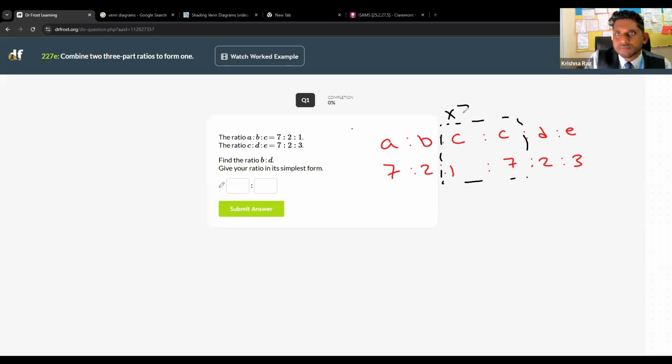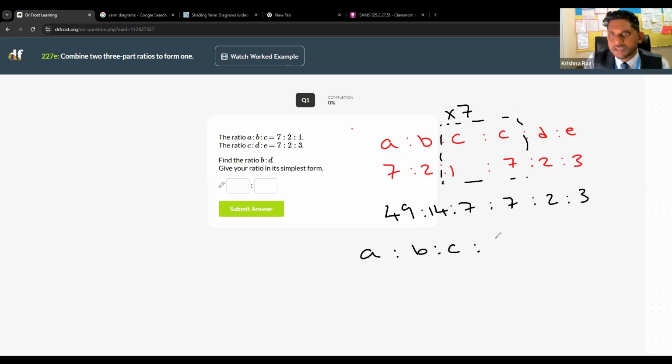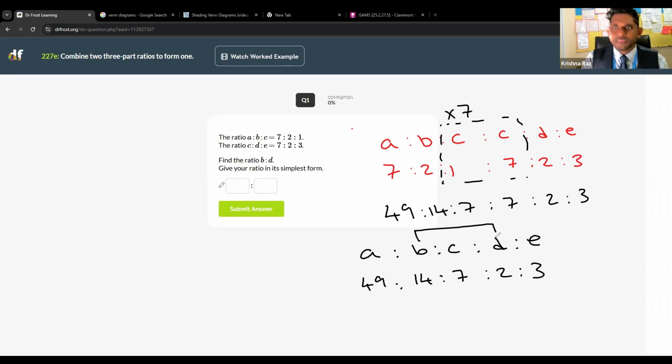So we've got to times this side by 7. So we've got 49 to 14 to 7, and 7 to 2 to 3. So A to B to C to D to E is 49 to 14 to 7 to 2 to 3. So what is the ratio of B to D? 14 to 2, which we can halve to 7 to 1.